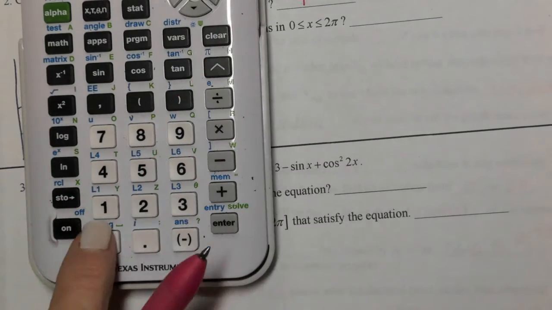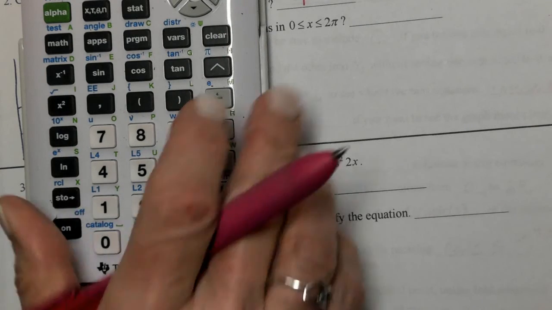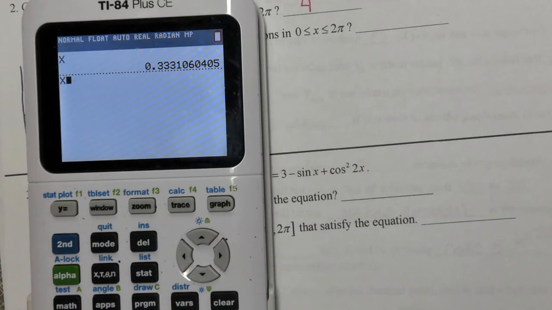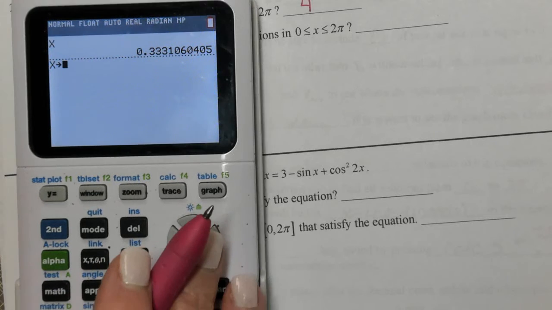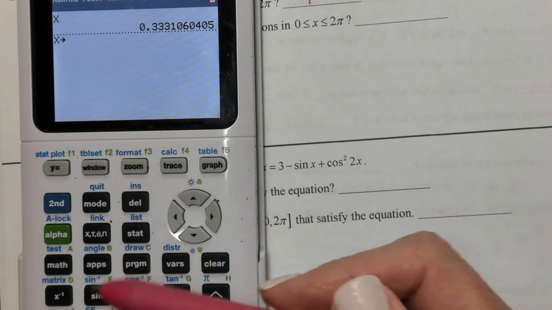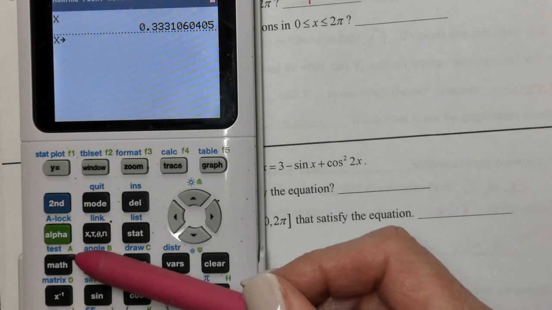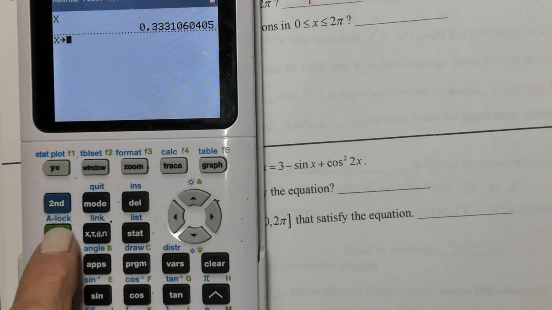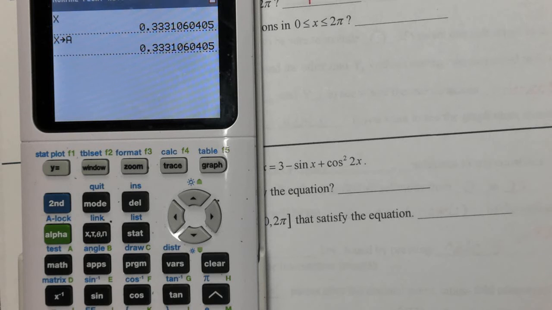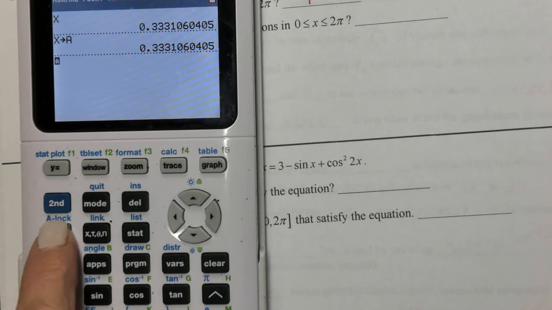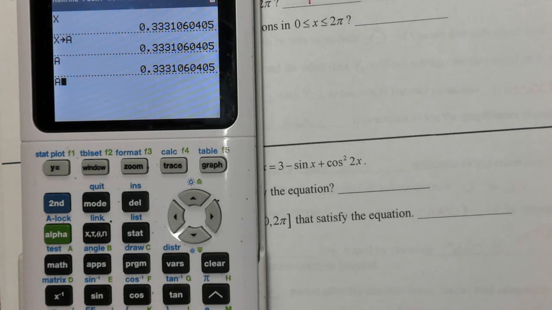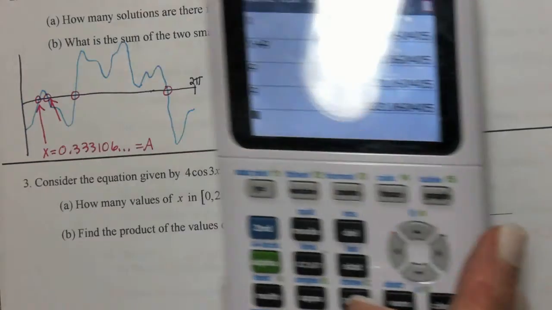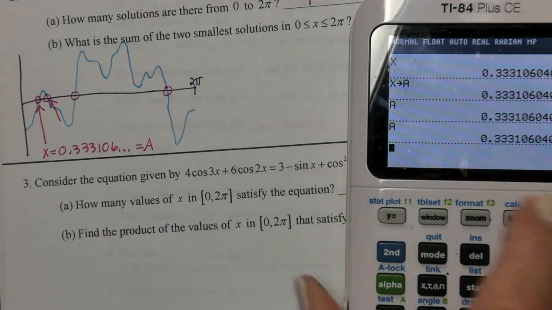The store button is right here. Push store. And then I need to get to one of my letters. So maybe like alpha A. I'm going to do alpha and then the math button for A. And then enter. And so now every time I hit A, my calculator now thinks that A is that number. Okay? So that is stored now in for A.